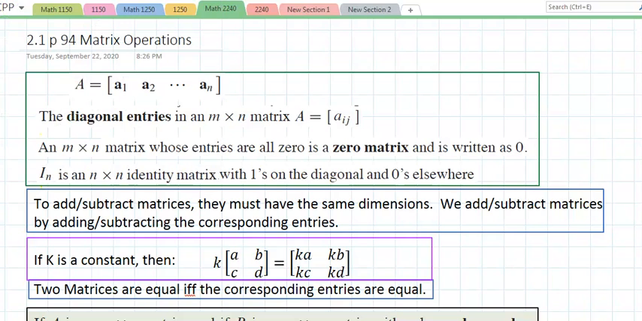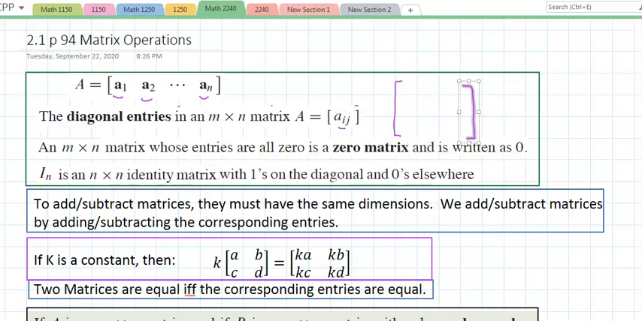Section 2.1 is on page 94. It talks about matrix operations. Consider a matrix with n columns, A1, A2, all the way to A sub n. The diagonal entries of the matrix are really A sub ij, in which i equals j.